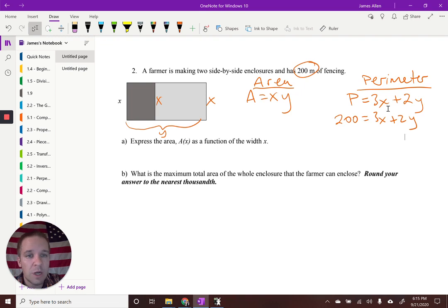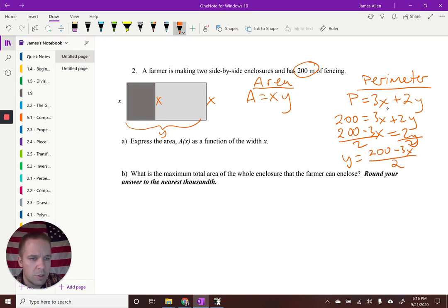All right. So once again, I'm going to solve this for y. So I'll subtract 3x, and I've got 200 minus 3x equals 2y, and I'll divide everything by 2. So I'll have y equals 200 minus 3x over 2. And I'm going to substitute that in for my y. So I'll have A of x equals x times 200 minus 3x all over 2. I guess I could have just written that right here. All right. Cool. Wonderful. No sense in writing it again. I should have just done that in the first place.